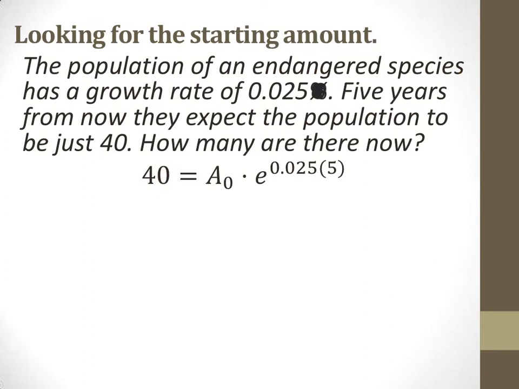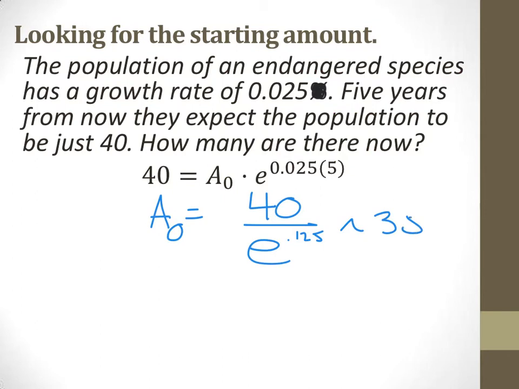Here's the amount. How many are there now? The A naught is what you're looking for. Remember, this is what we're looking for. This guy's a number. Let's divide both sides by that. We get then A naught is equal to 40 divided by e raised to the 0.025 times 5, which is 0.125. So you get about 35. That's how many of that endangered species we currently have.